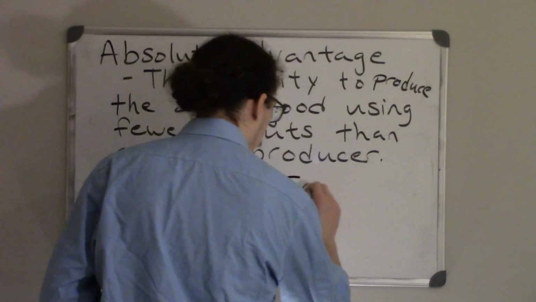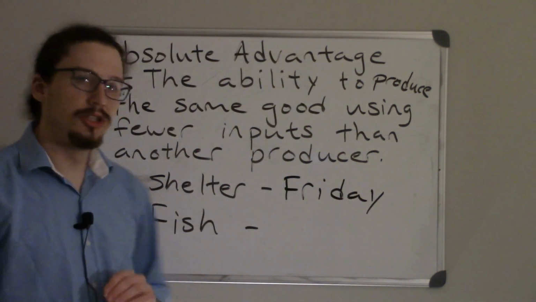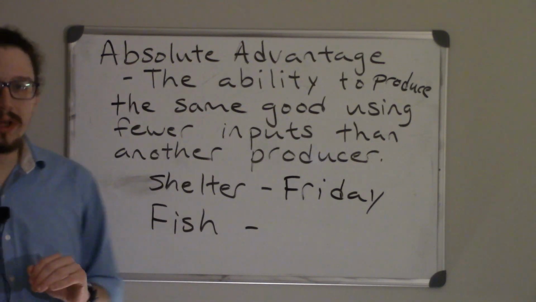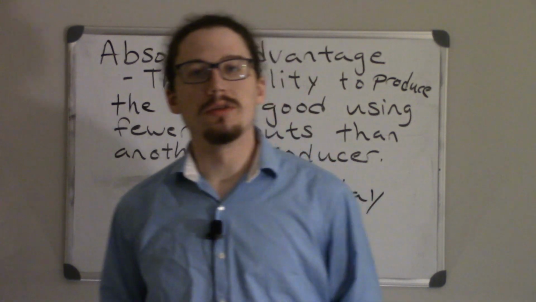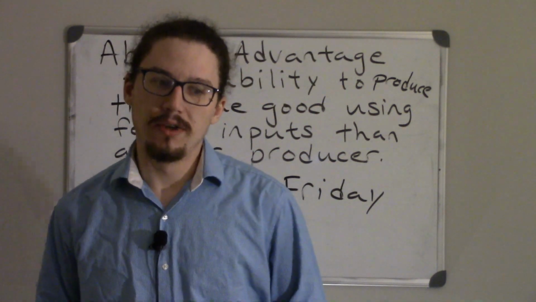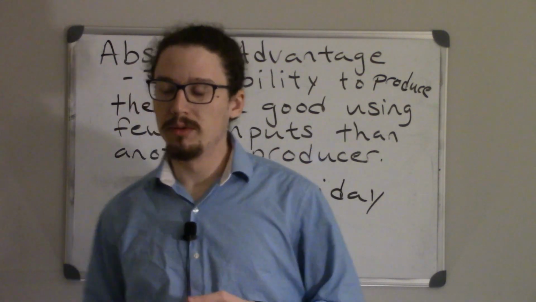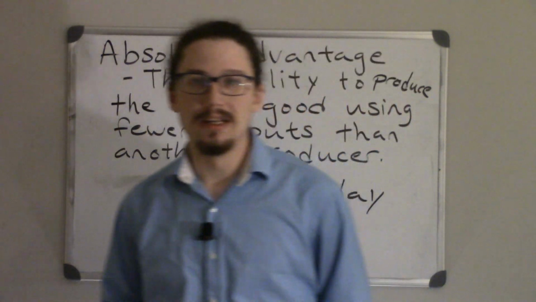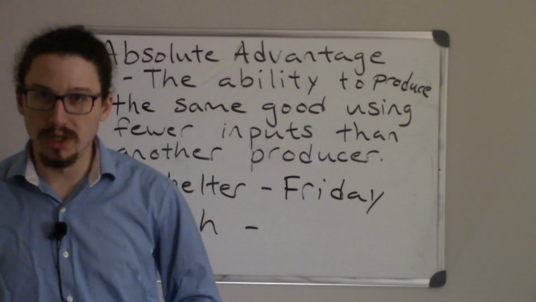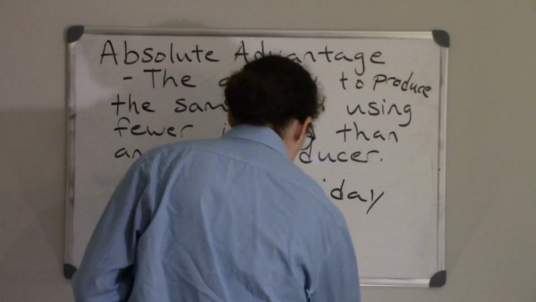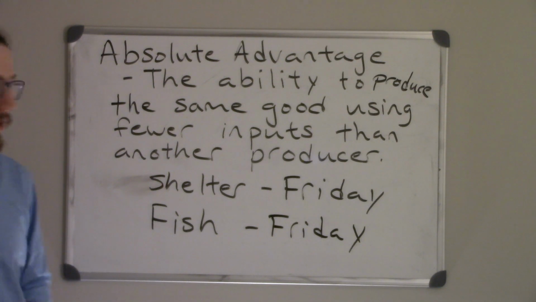So Friday has the absolute advantage in shelter. Right? Then we look at fish. Right? So once again, we'll look and we'll say, well, if Robinson Crusoe only spends their time catching fish, how many can they catch? They would be able to catch 180 fish. Compare that to Friday's total, which was 300, and we'll see that Friday also has the absolute advantage in fish.